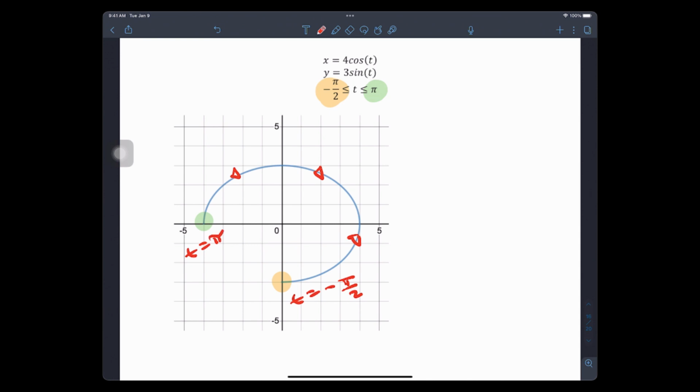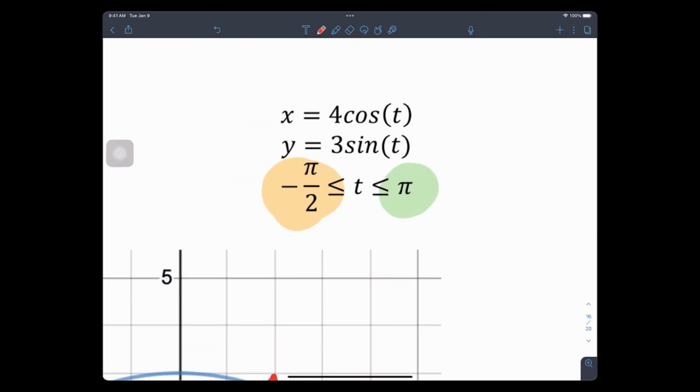If we see that, would we be wrong to just look at it and assume that because that's a negative pi half, it would start at the bottom? No, be careful. It doesn't start at the bottom because t is negative. You've got to plug in the numbers here for t.